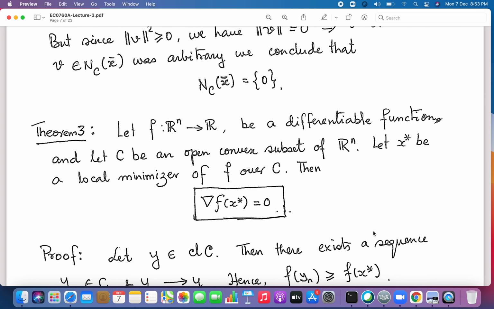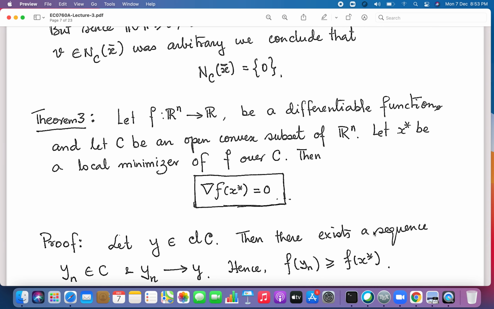So if f is a differentiable function and C is an open convex set in R^n, and if x star is a local minimizer of f over C, then the gradient must vanish at x star. That is, x star must be a critical point of f. This is a very important result. It tells you that from the point of view of optimality condition, there is no difference between optimizing over an open set or optimizing over the whole domain R^n, because you will ultimately end up with the same criticality condition, grad f(x star) equal to 0.